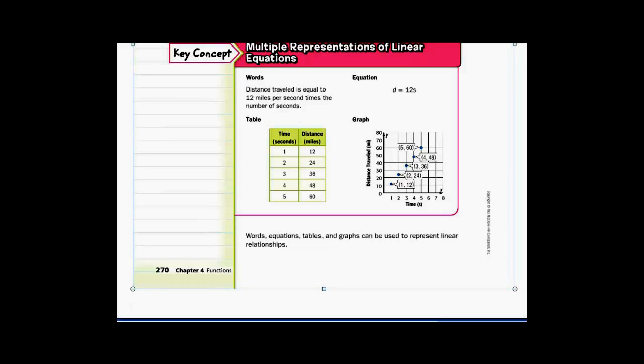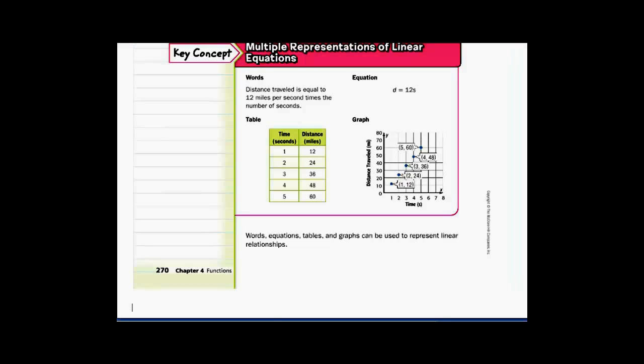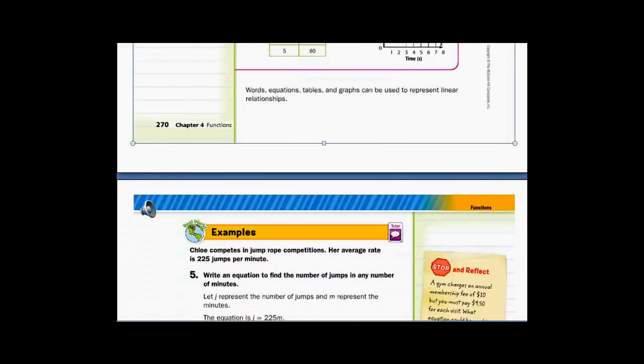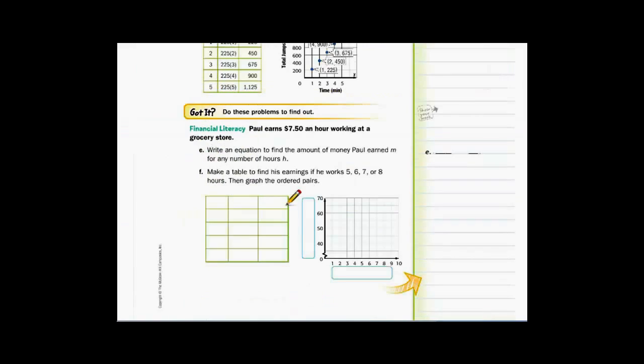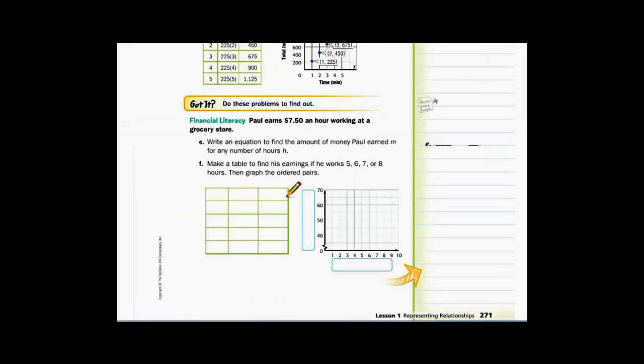Okay, so it's just saying that the representations of these equations, of these relationships, could be done in words, a table, an equation, or a graph. All means the same thing. Maybe just depends on which one you understand better, which one you prefer, because it could all be that way. All right, one more we are going to try before we're done.